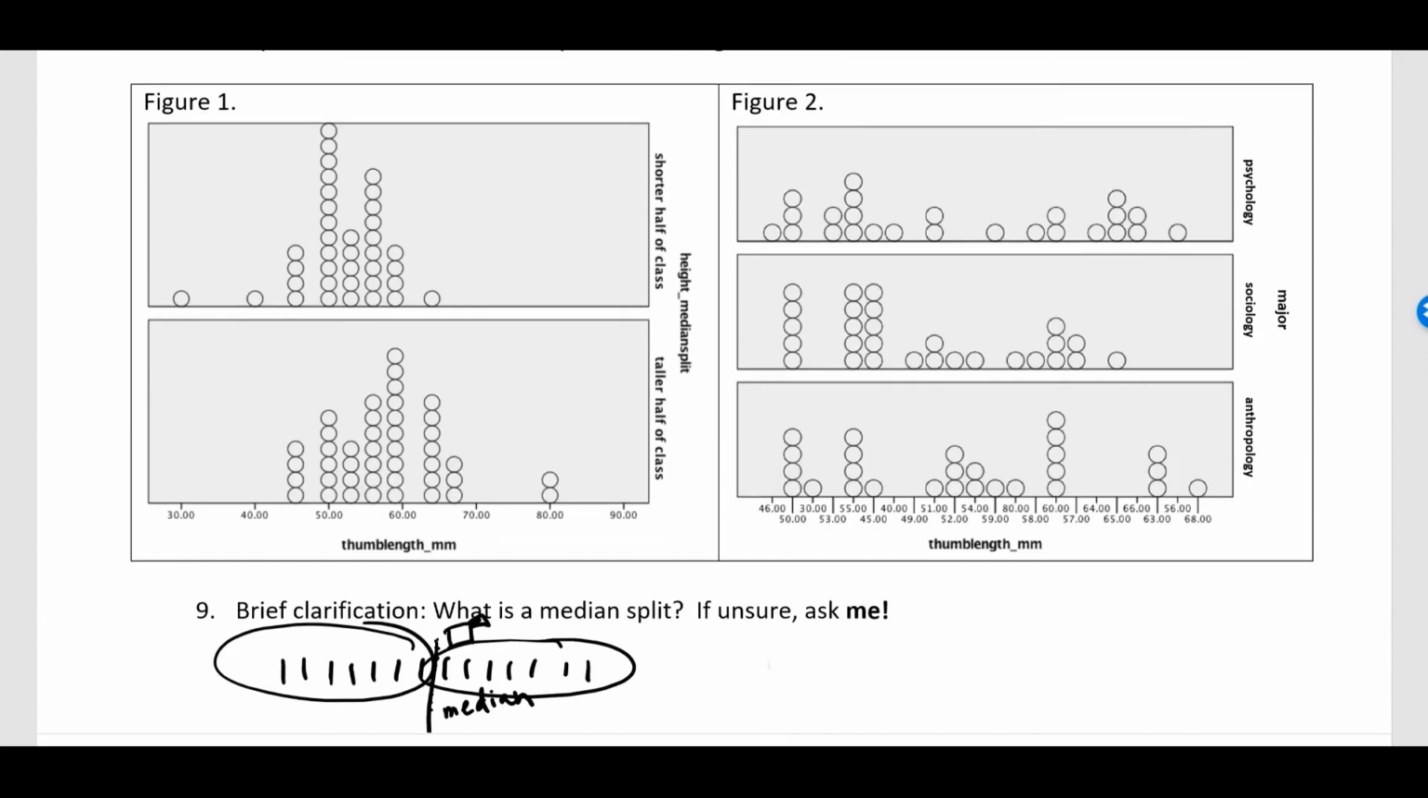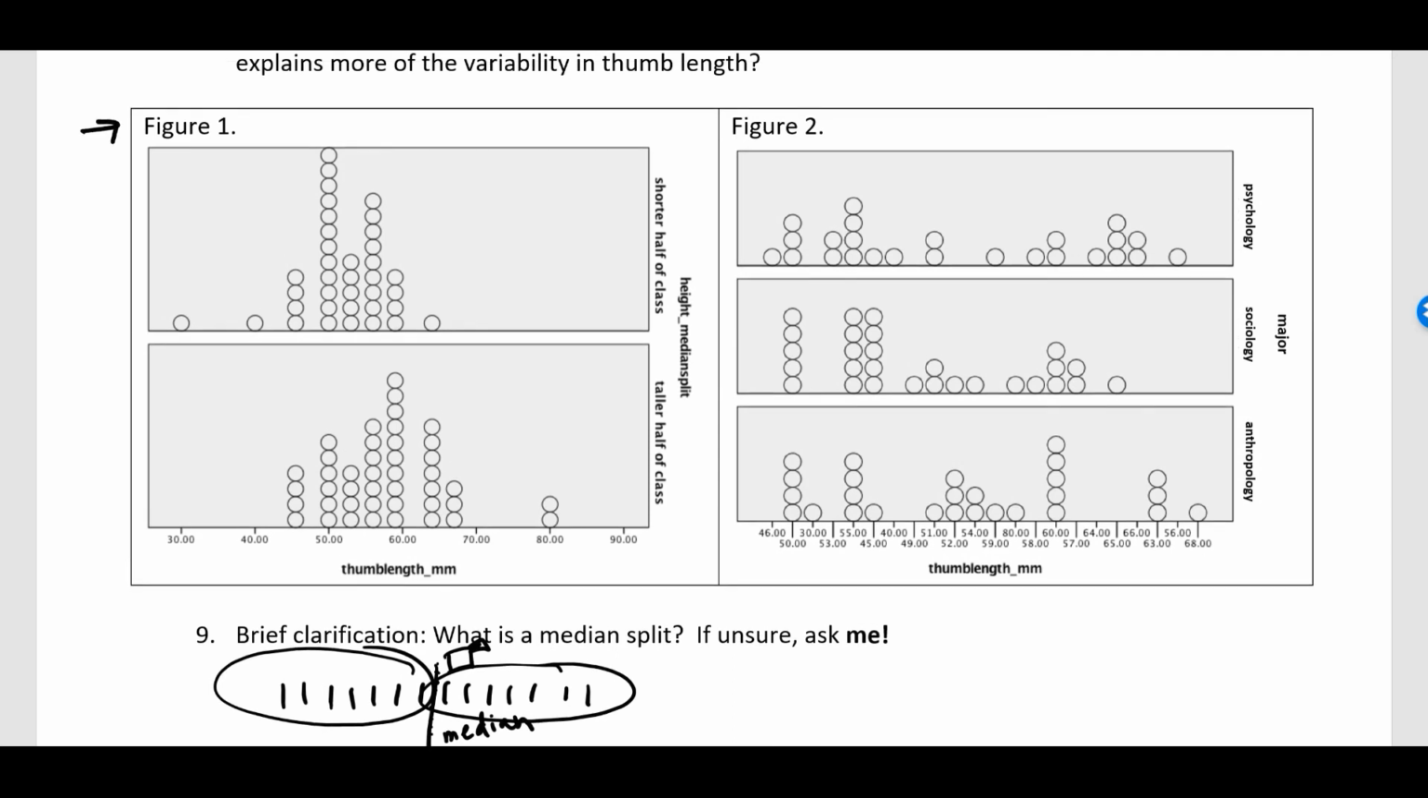And so that's what's being displayed here in figure 1: the thumb lengths for people in the shorter half of the class are shown on the top, and then the thumb lengths for people in the taller half of the class are shown in the bottom dot plot.